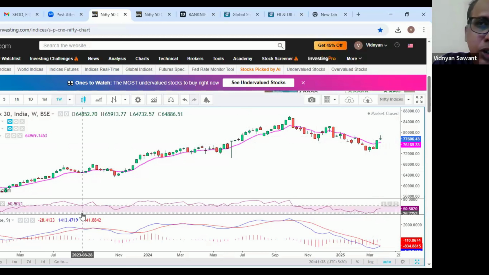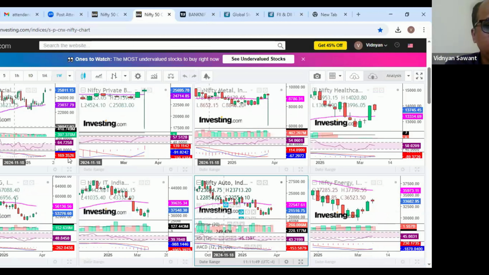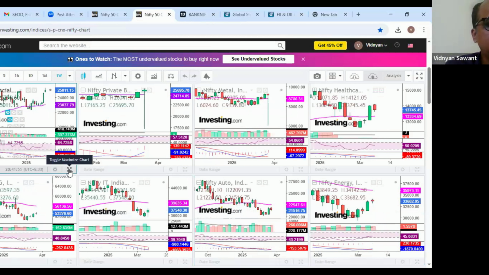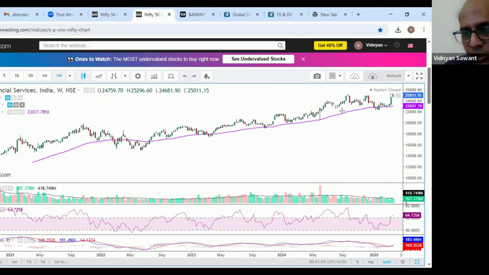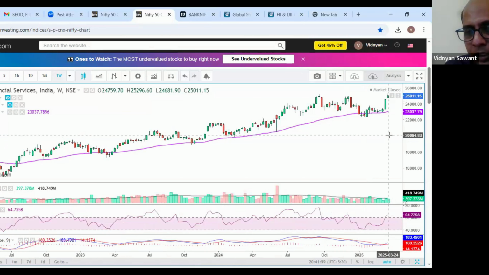So we'll discuss the bullish sectors, or positive sectors, as well as the negative sectors on a technical basis. On the basis of positive sectors, the first sector would be Nifty Financial Services. It could be a potential bullish sector in the next month.